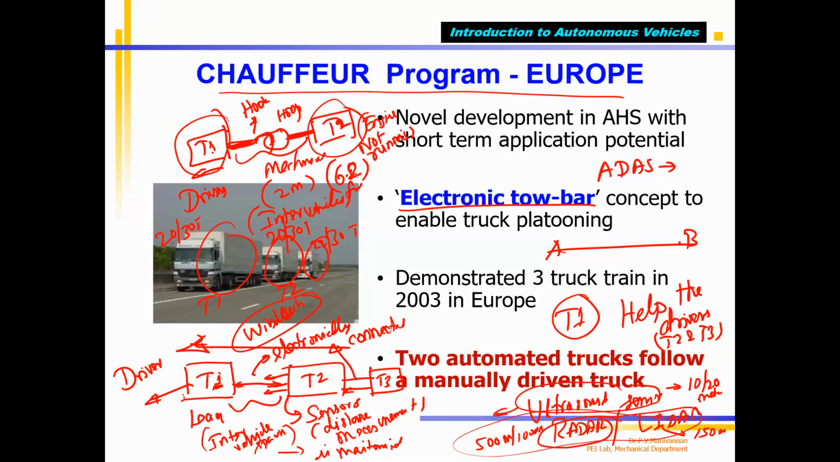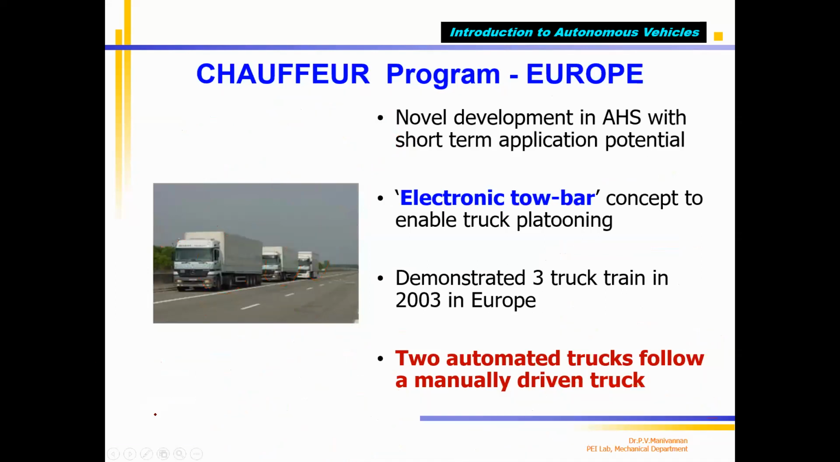The electronic tow bar. Okay, so as I told you yesterday, you can change. The vehicle will come in front after some time. After that, this one will come in after some time, so that these drivers get rotation-based rest. So two automated trucks follow the manually driven truck, correct? That means the front vehicle is manually driven, the remaining are automatic, because they have to maintain speed, distance, all those things. Driver intervention is not there because there are sensors, all those things.